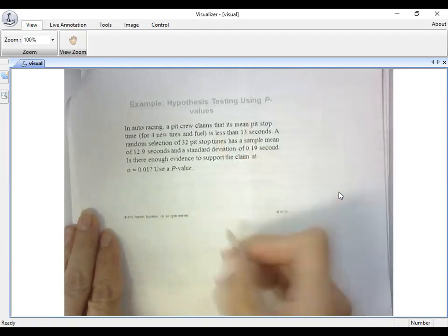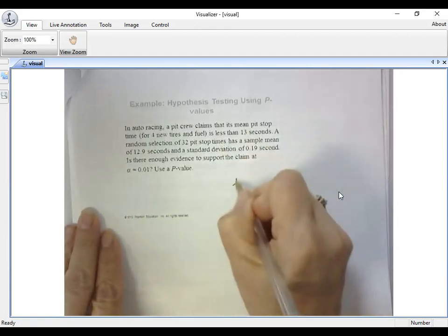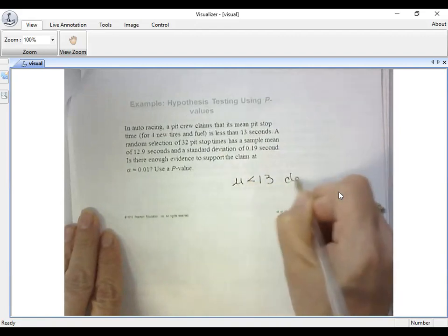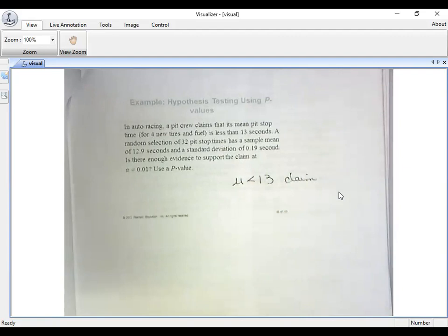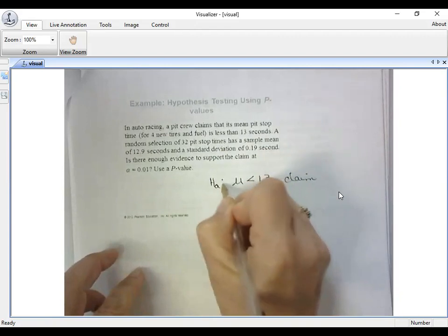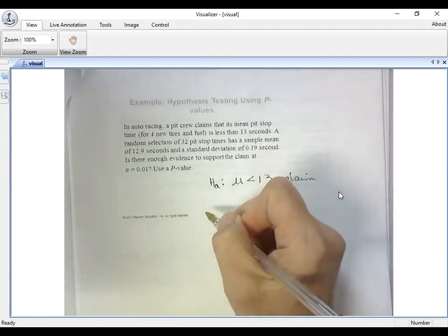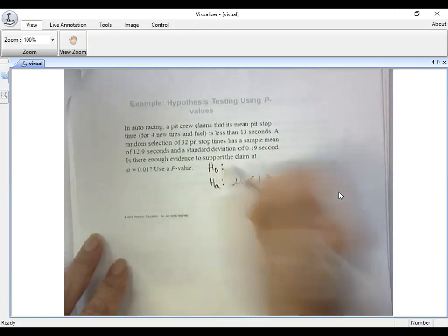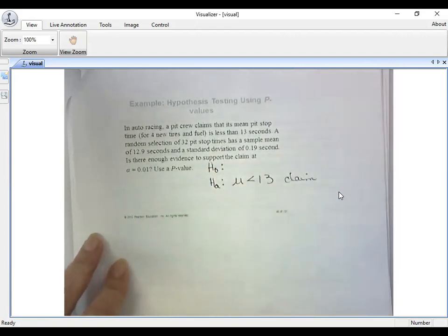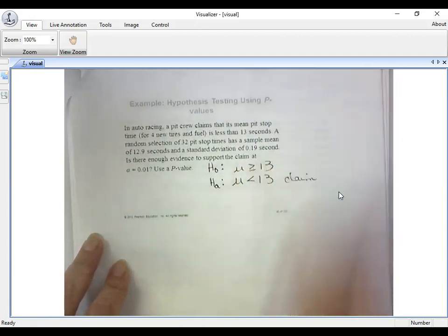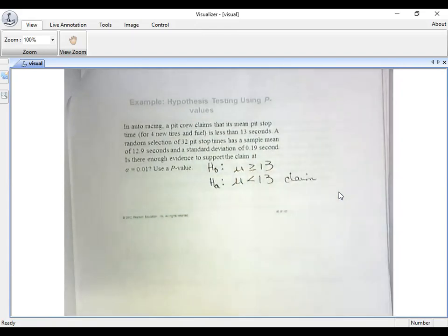Okay, the claim is that their mean pit stop time is less than 13 seconds. Now, which hypothesis is that? That's your HA. And the reason you know that is why? There's no "or equal to." Very good. So what does that mean that my H0 needs to be? It would be greater than or equal to, because the two together have to cover every possible case.